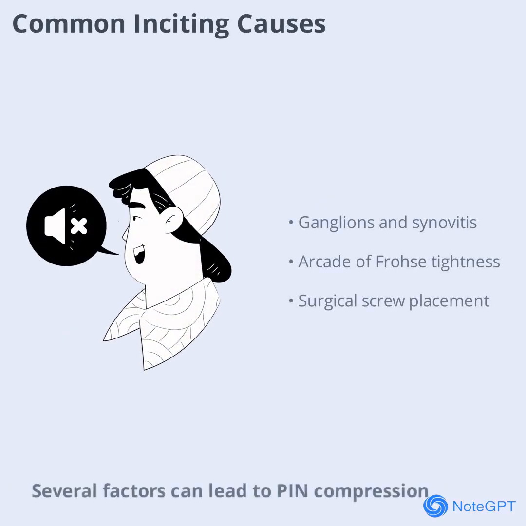Several factors can lead to PIN compression. Among the most common are radiocapitellar joint ganglions and synovitis, which can create space-occupying lesions near the nerve. Congenital tightness of the ligamentous arcade of Frohse is another frequent culprit, as this anatomical structure can naturally compress the nerve. Additionally, surgical interventions, especially poorly placed screws during fracture fixation of the proximal radius, can inadvertently trap or injure the PIN. Understanding these causes helps clinicians anticipate and prevent this syndrome during both diagnosis and treatment planning.